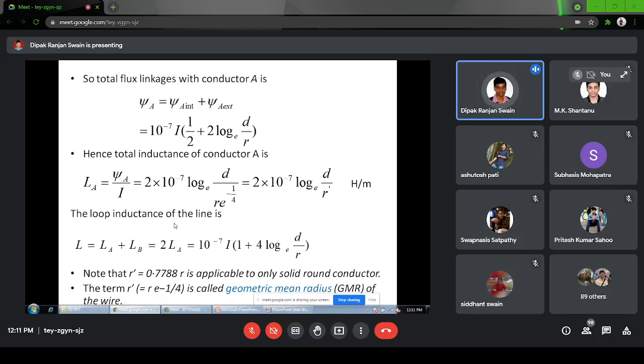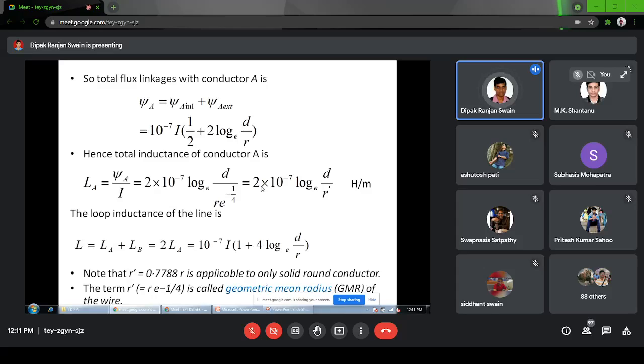Now it is a loop inductance. That means the current will enter through conductor A, pass through the load, and return through conductor B. So I can say the current flows as if it is a series of these two inductances: one is the inductance of conductor A, the other is the inductance of conductor B. Therefore the total inductance will be just the addition of LA and LB, and both of them are of equal dimension and equal current, therefore they are exactly equal.